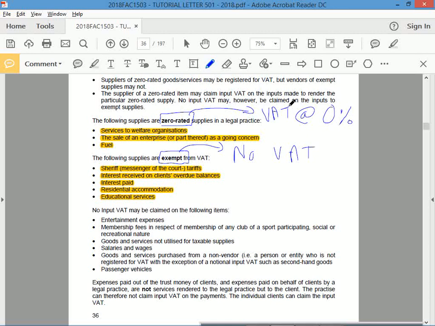VAT at 0% is different to no VAT at all. There is a slight difference between those two, and that's the difference. Just be careful. Not all items that are standard rated can be claimed for input VAT. Here, I see they've just called it no input VAT. They call this non-allowable deductions or non-allowable items.